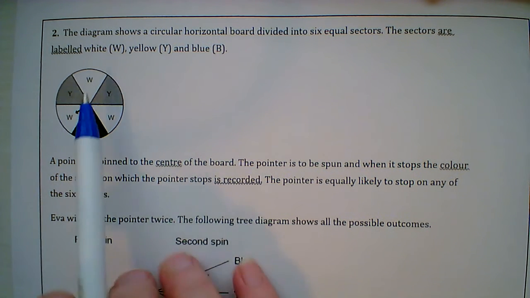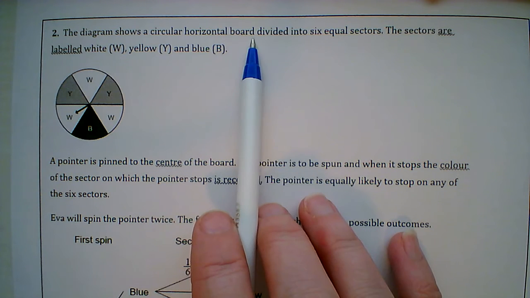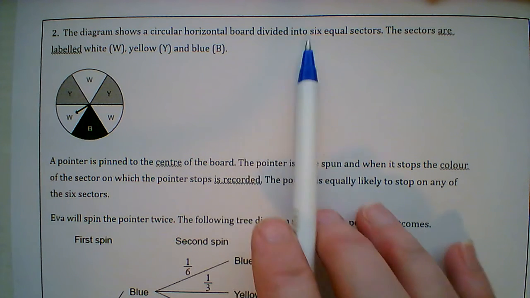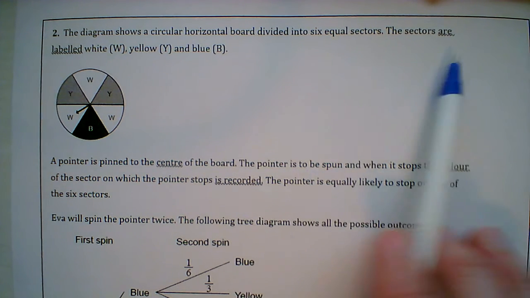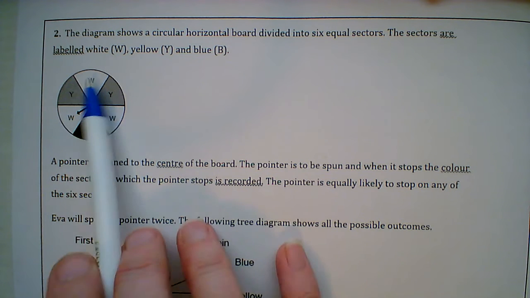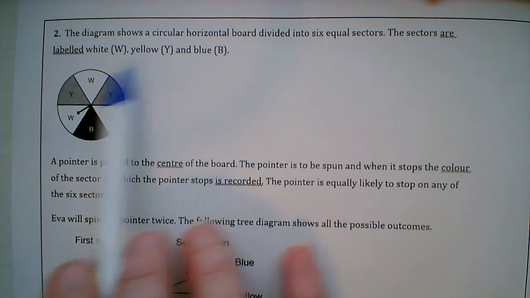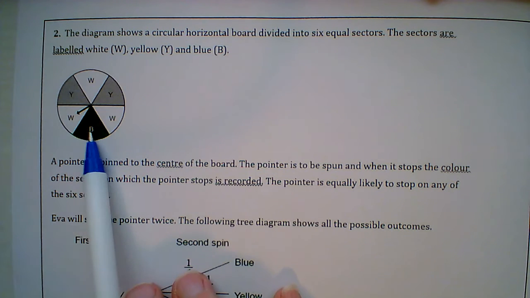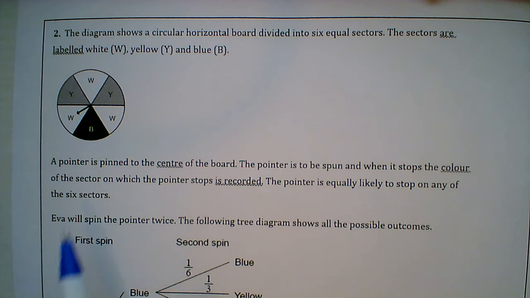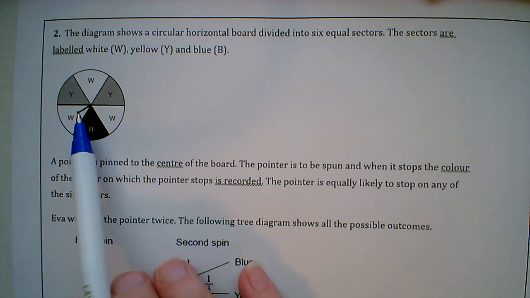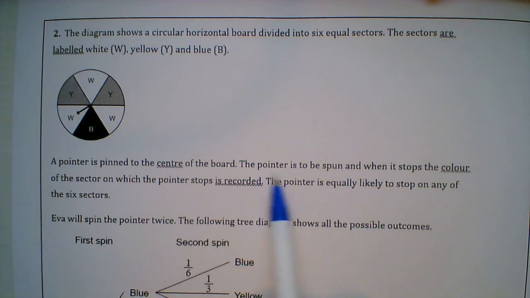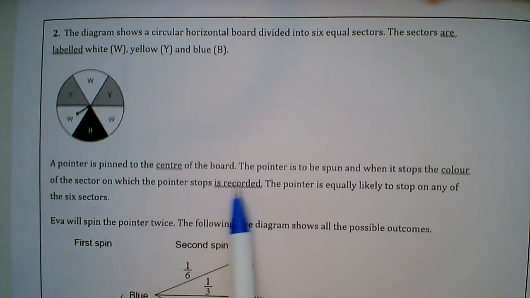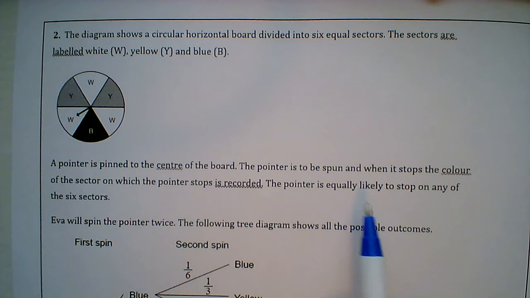All right, so the diagram shows a circular horizontal board called a spinner, divided into 6 equal sectors. The sectors are labeled white, so here's my white with the W. Yellow, I've got 2 yellow sections labeled with the Y's, and blue, with my 1 blue section down here labeled with the B. A pointer is pinned to the center of the board. Here's my little pointer right here. And the pointer is to be spun, and when it stops, the color of the sector on which the pointer is stopped is recorded. The pointer is equally likely to stop on any of the 6 sectors.